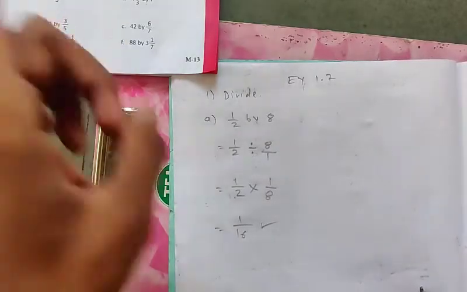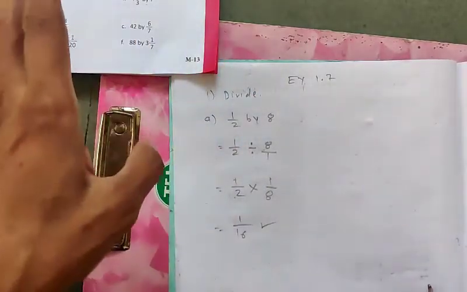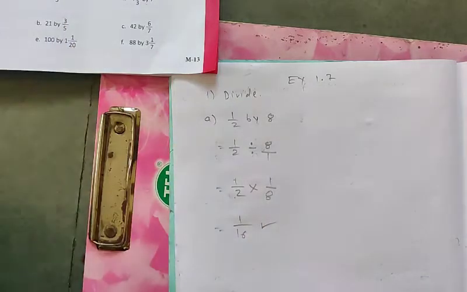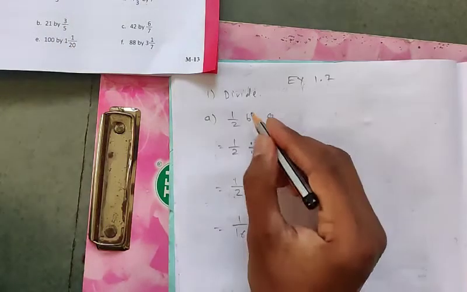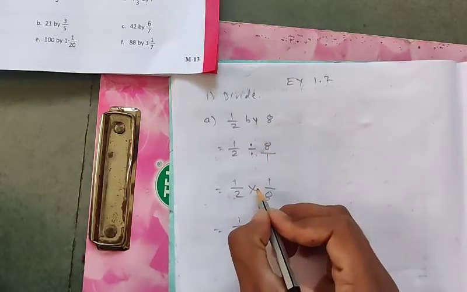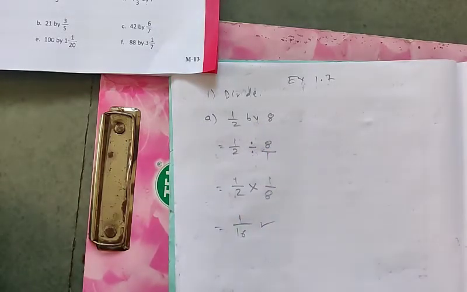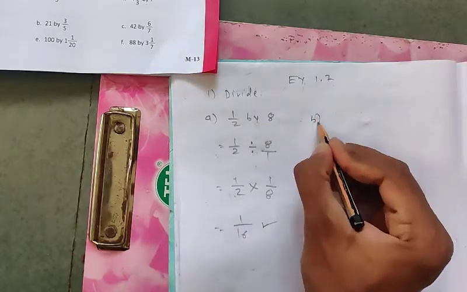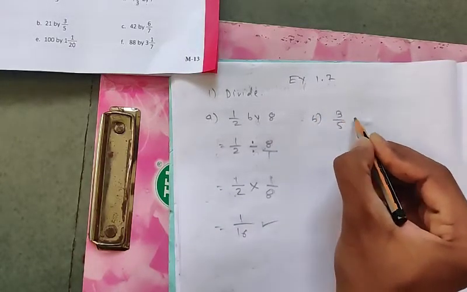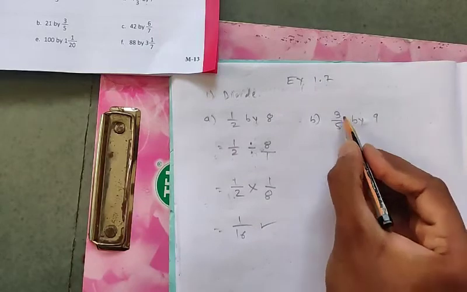In multiplication you have to multiply numerator with the numerator, denominator with the denominator. In division, instead of division you have to write the sign of multiplication, and the second fraction's reciprocal you have to take. Reciprocal म्हणजे थोडक्यात न्यूमरेटर डिनॉमिनेटरला जाणार, डिनॉमिनेटर न्यूमरेटरला येणार, उलटा करायचं त्याला. Then B1, 3/5 by 9 means 3/5 ला 9 ने डिवाइड करायचं.